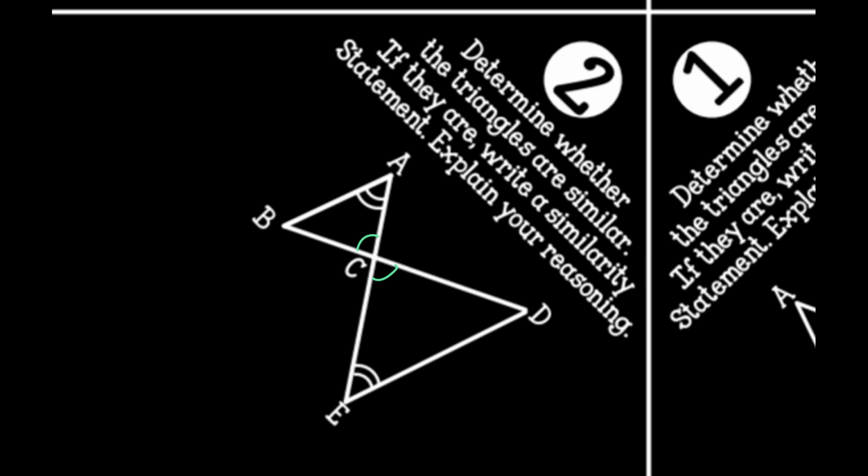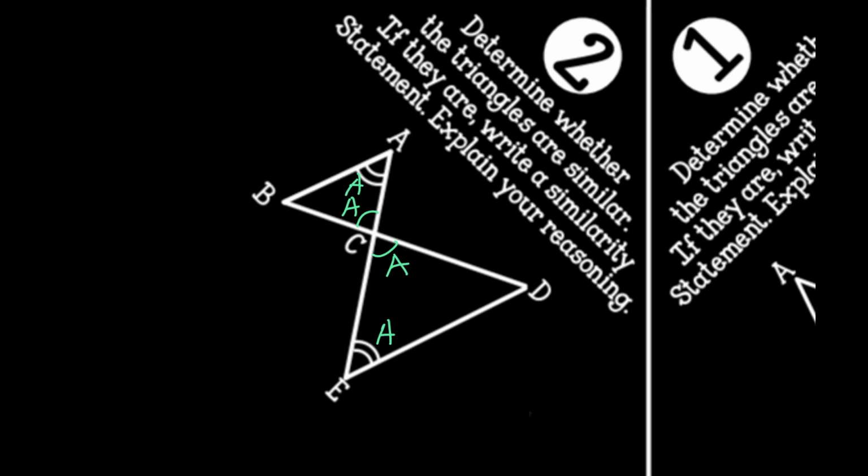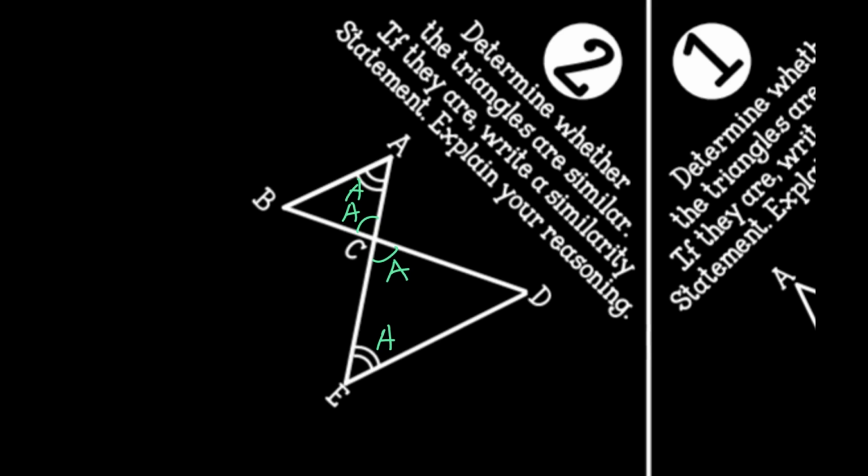Is there anything else that's congruent that it didn't mark? Nope, there's no parallel lines or reflexive sides or angles. So now we can mark with A's and S's. How do both of these triangles read? AA. So are these triangles similar? Yes, they are, by the AA postulate.